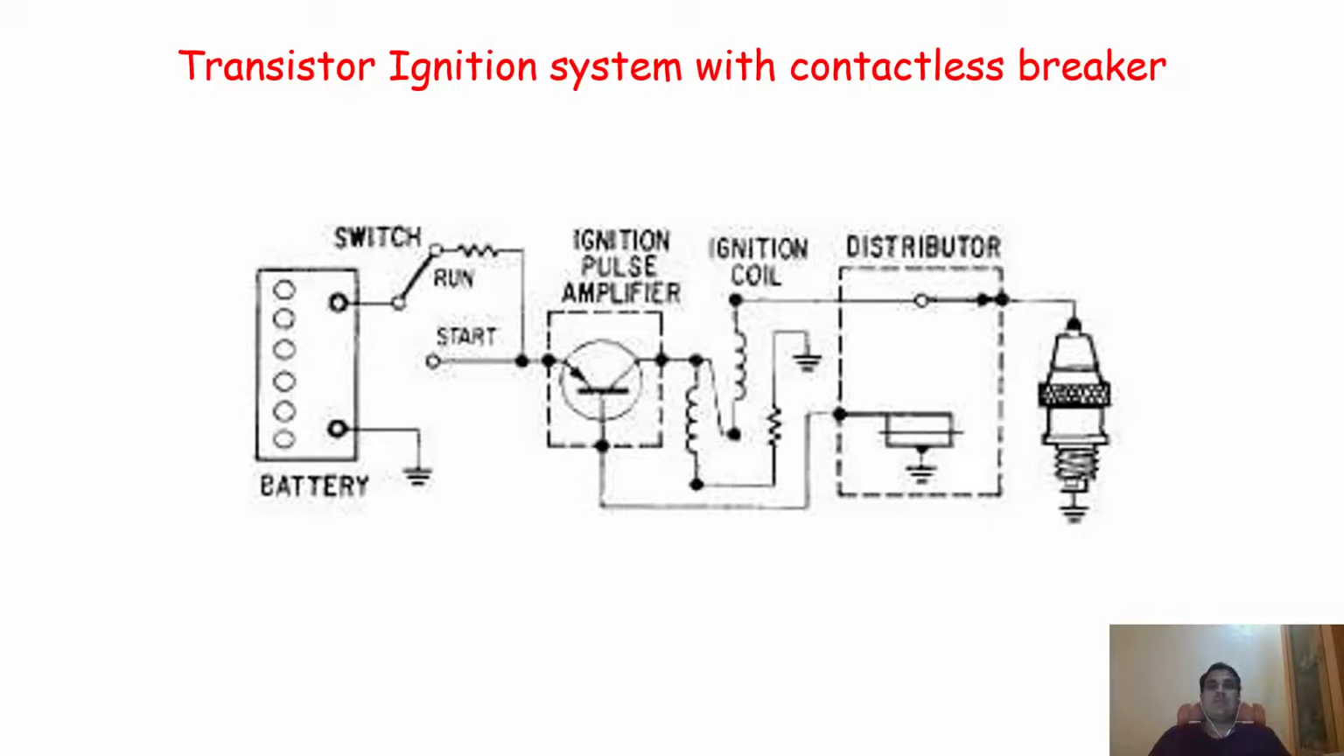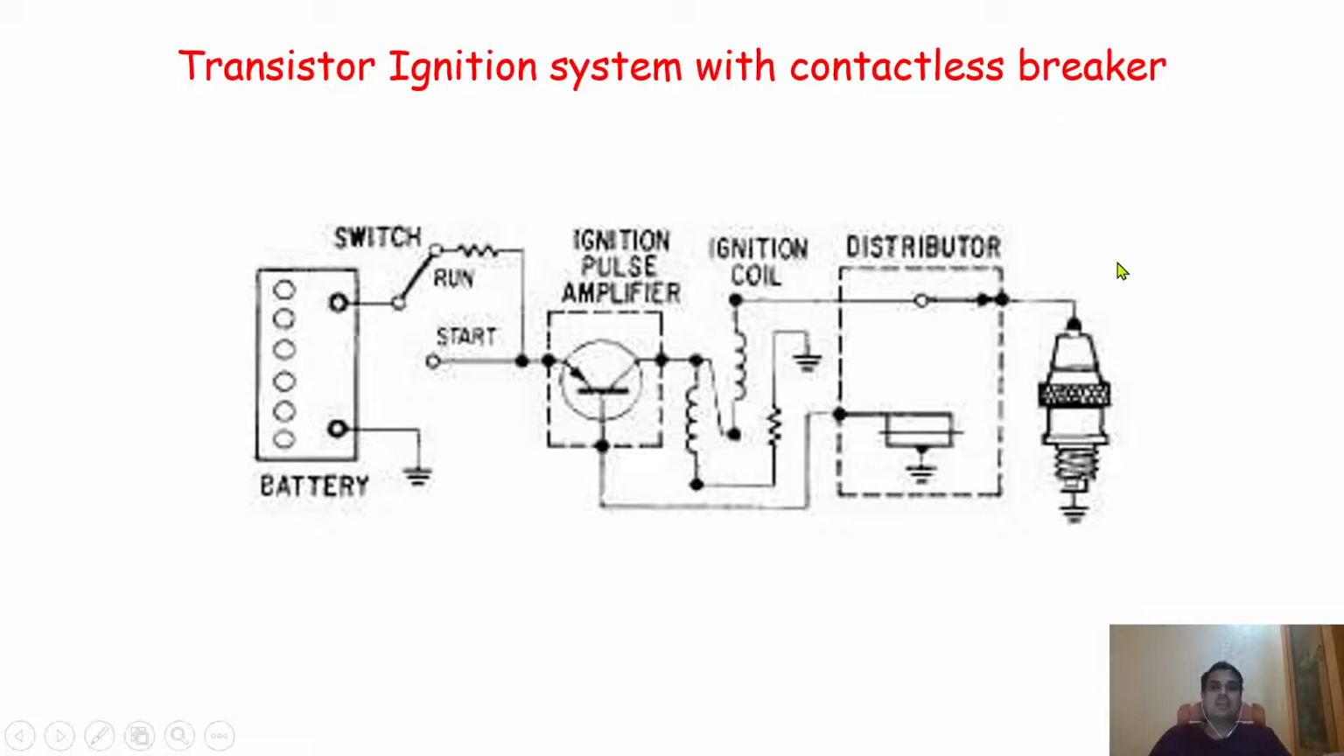Dear friends, in the last video we already discussed the transistorized ignition system in detail. But here we are going to talk about the transistor ignition system with contactless breaker. So the working principle is very much the same. With the help of this particular diagram, we can understand the transistor ignition system with contactless breaker.